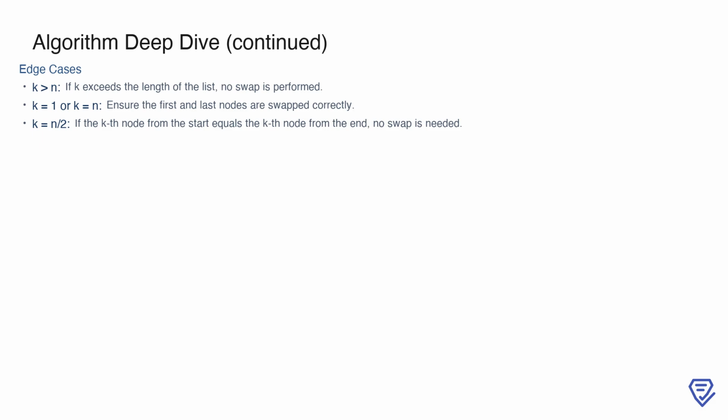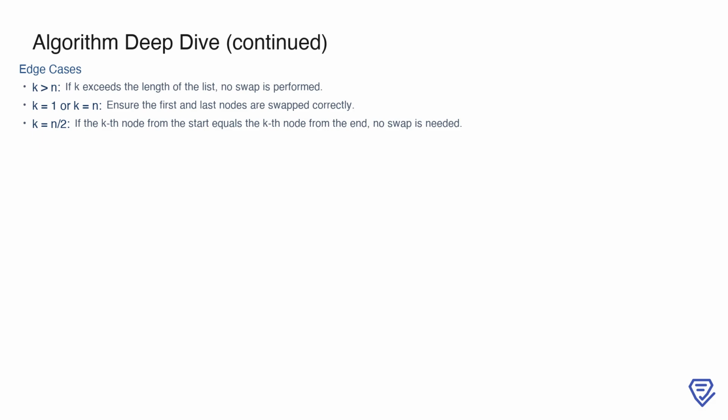First, if k is greater than the length of the list, the kth node does not exist, and no swap should be performed. Second, when k equals 1 or n, we need to ensure that the first and last nodes are swapped correctly without disrupting the rest of the list. Third, if k equals n/2, meaning the kth node from the start is the same as the kth node from the end, no swap is needed since the nodes are identical. By accounting for these scenarios, we can guarantee that the algorithm handles all possible inputs gracefully and produces the correct output in every case.